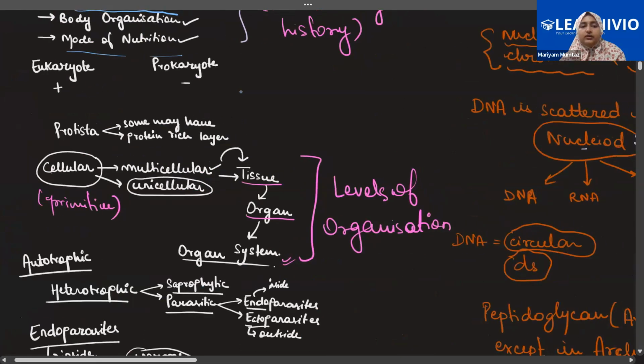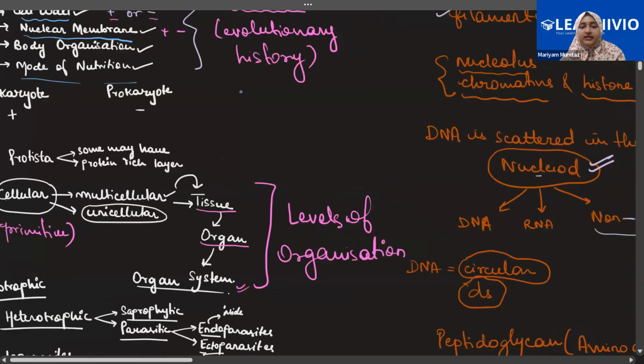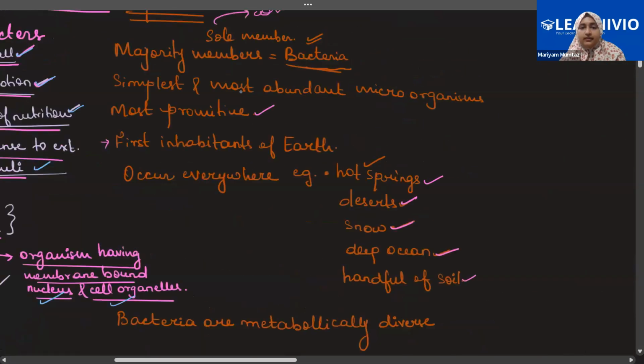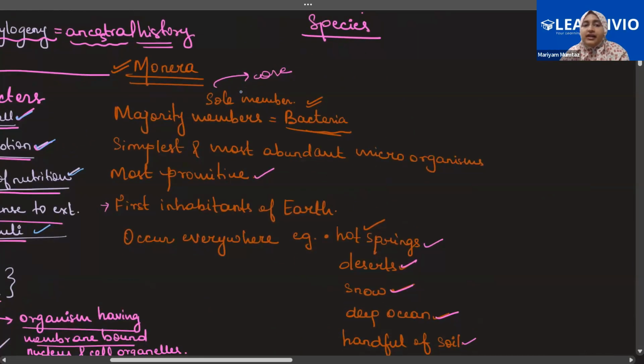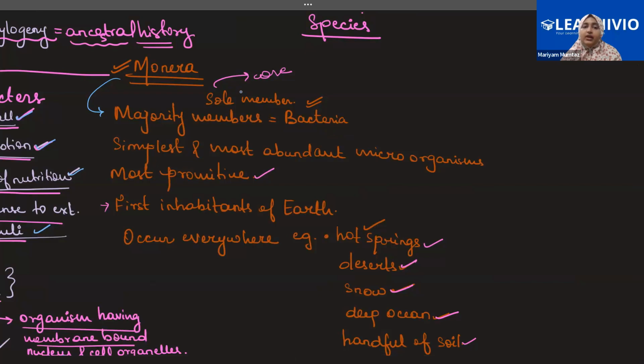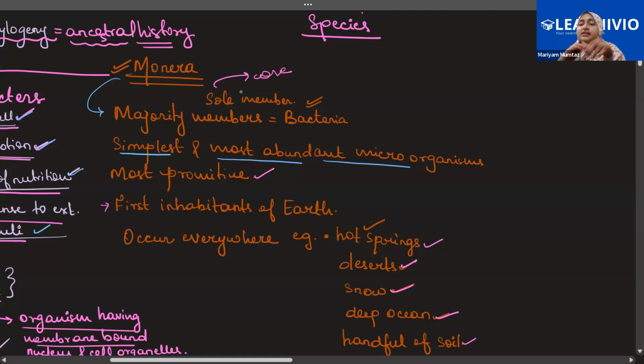Now let us talk about the first kingdom, that is the Kingdom Monera. All the members of the Kingdom Monera are bacteria. Most, like the majority of the members of this kingdom, are bacteria. They are the simplest and the most abundant microorganisms. Their body is just one cell, but they are very abundant. Abundant means that they are present everywhere in the world.